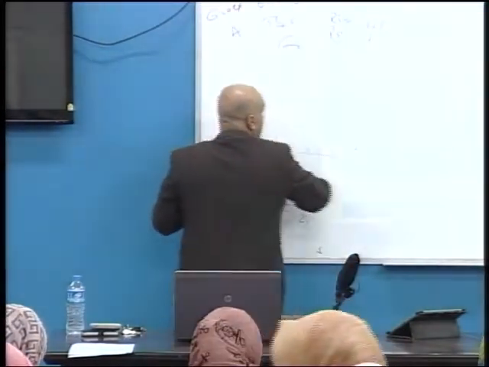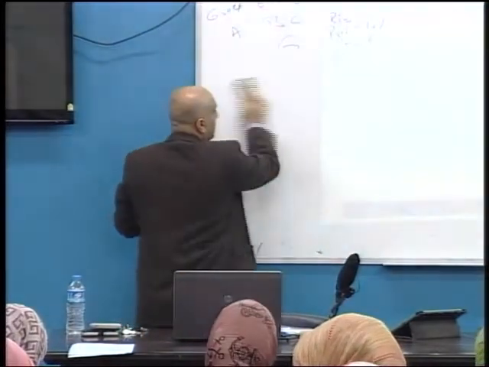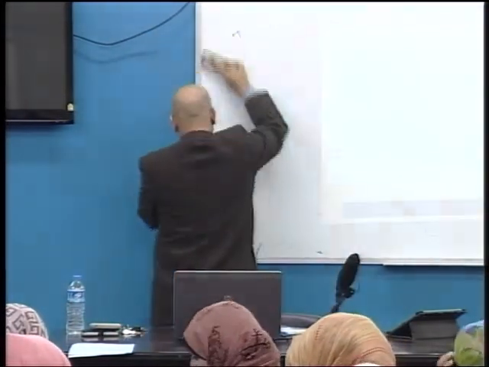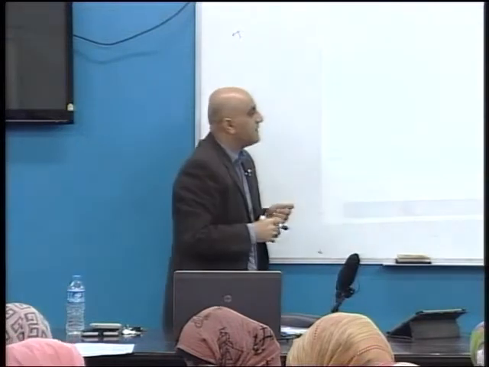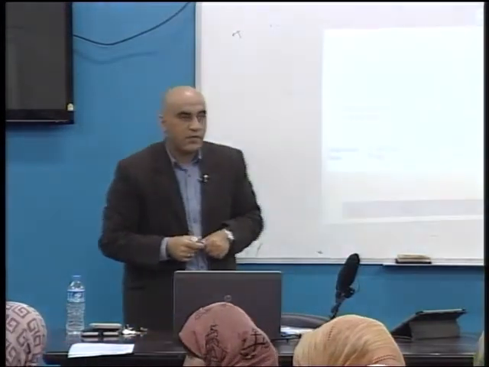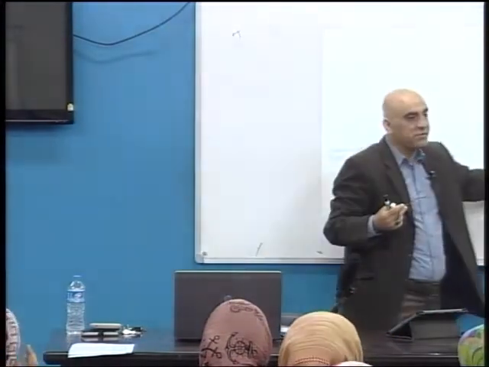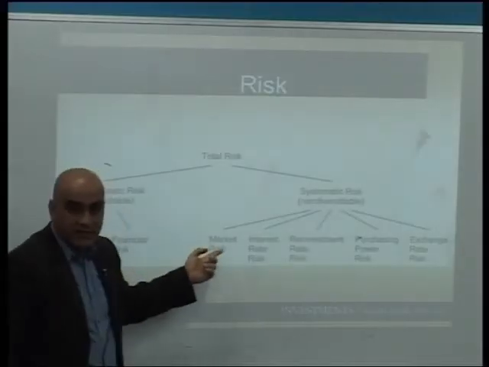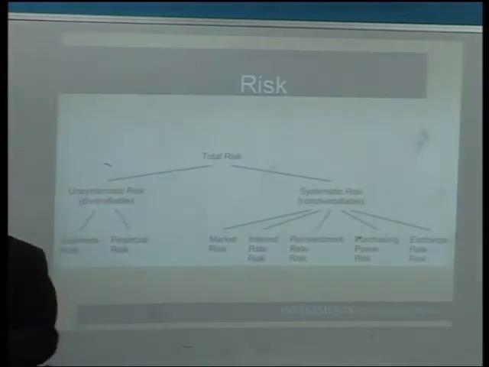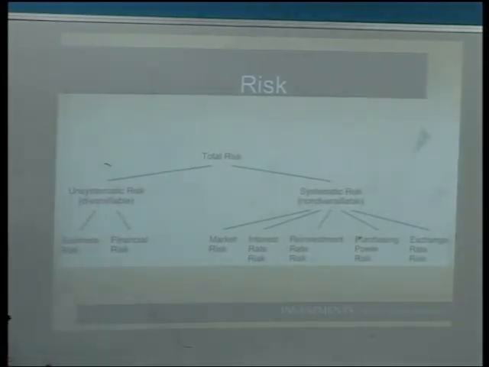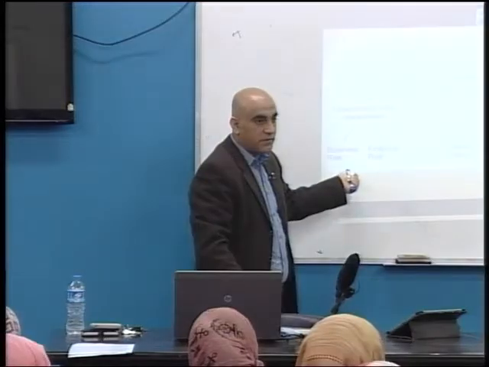Okay, we talked about the unsystematic risk. Now, the systematic risk. The systematic risk includes different risks. The market risk, the general market risk. For instance, we can talk about the situation of the Gaza market, and it will influence the individual risk.